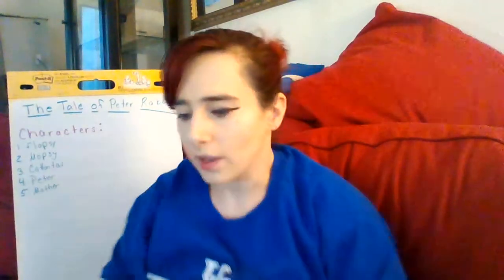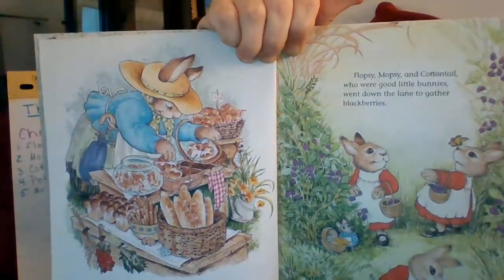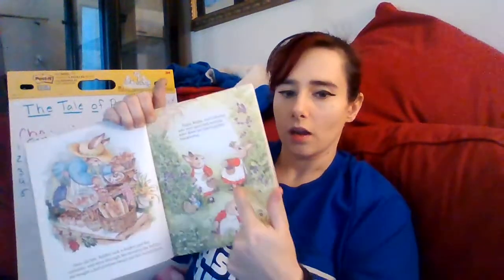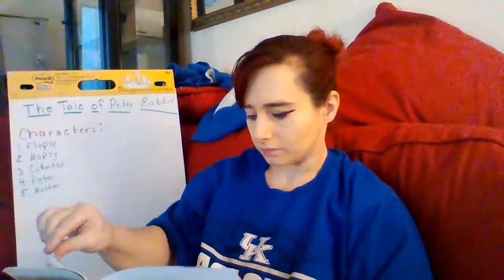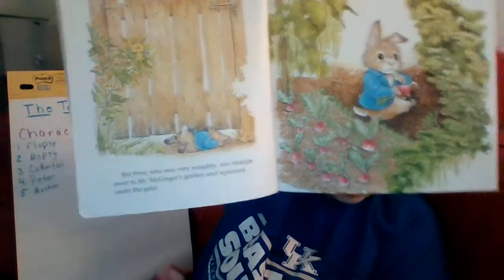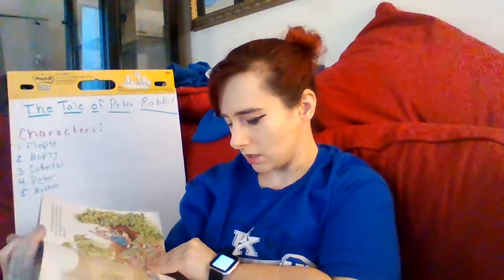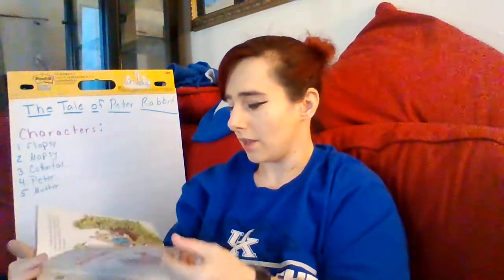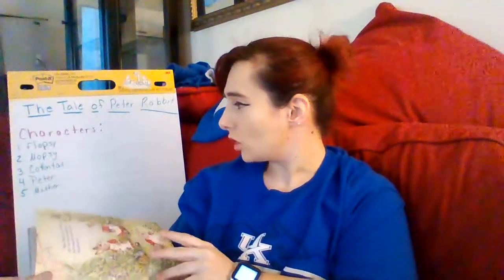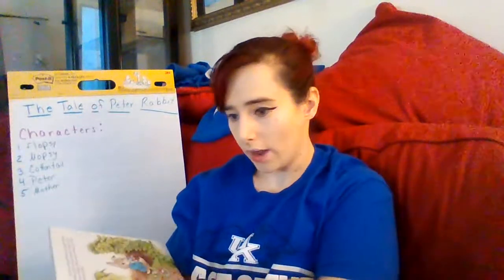Let's look through our book and see if we have any other characters. Same picture, so no new characters. Does it look like there's any new characters on these pages? All I see are the mother bunny and then three of the little bunnies. Any new characters here? I don't think so. I think that's one of the little bunnies. Pretty sure that's Peter. And I think the other three, I think those are his sisters. I think they're girls. So I think Flopsy, Mopsy, and Cottontail are all girl bunnies. And Peter is the little boy.